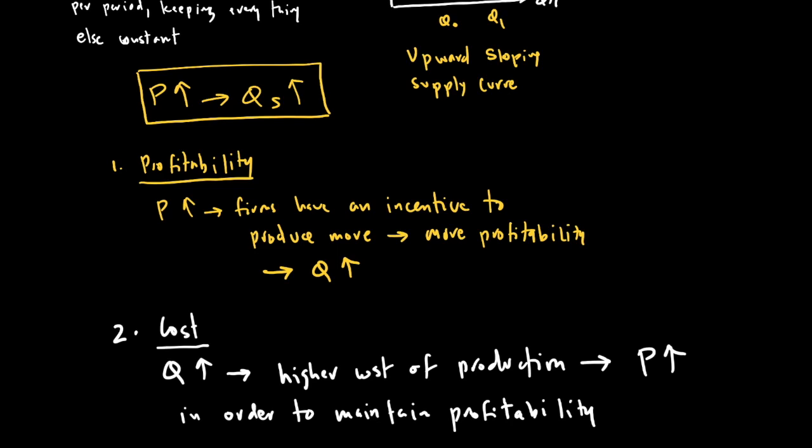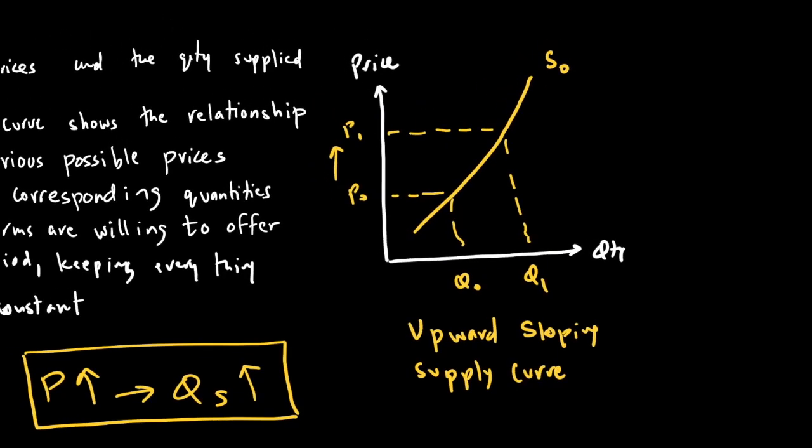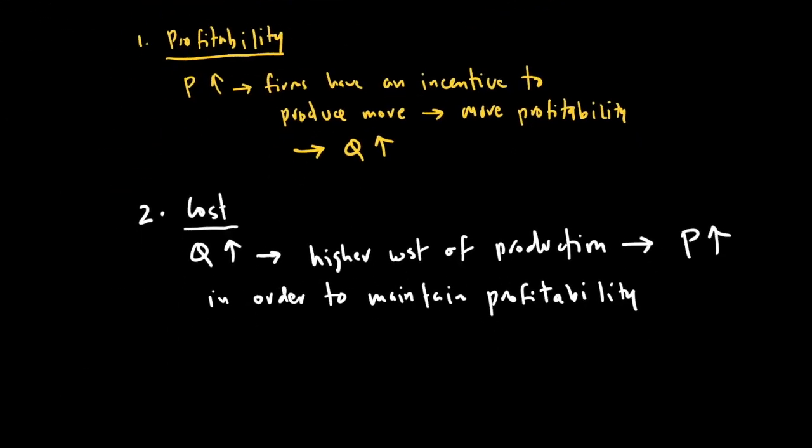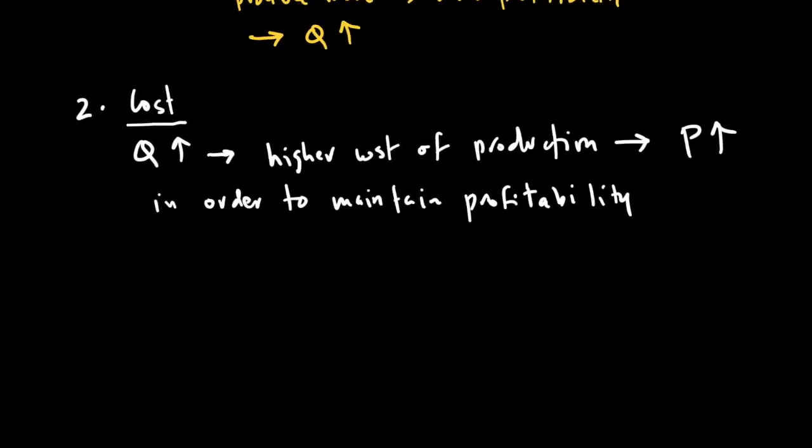So going back to our diagram, we are saying this, that if the quantity goes up, the firms may have a rise in the cost of production, which means the price has to go up in order to maintain profit. Otherwise, firms will not have any incentive to produce more because the cost is rising. The price has to rise to compensate them.